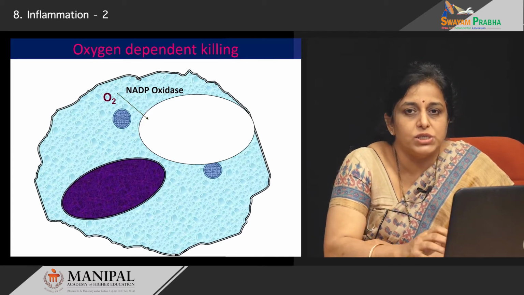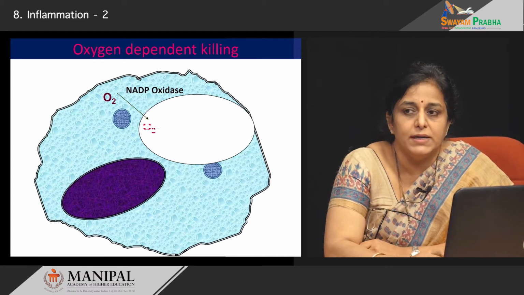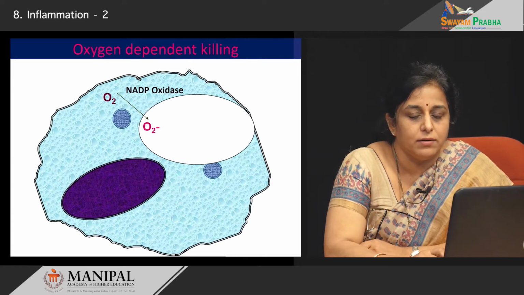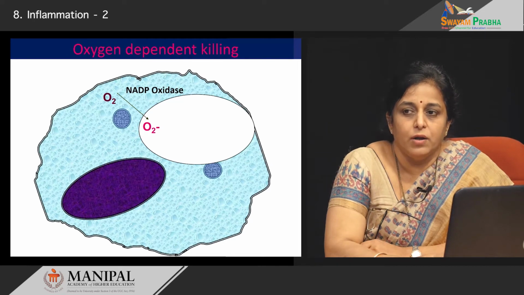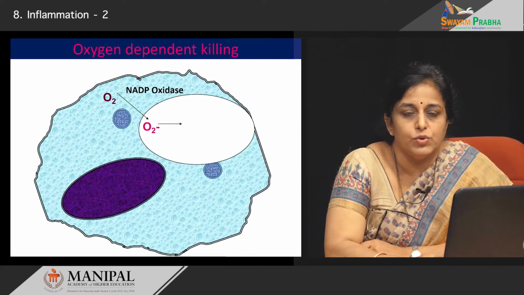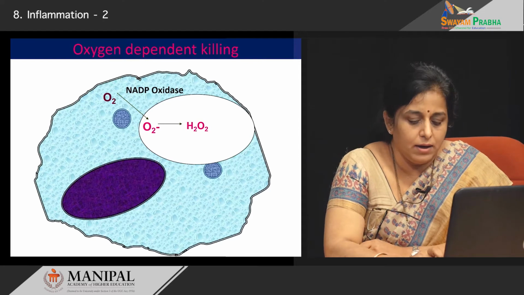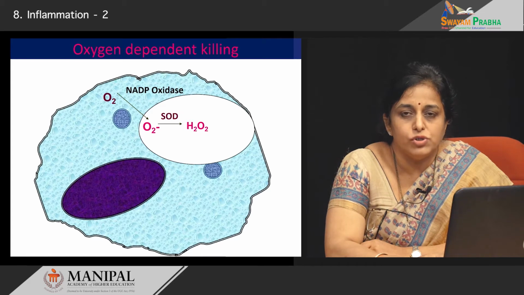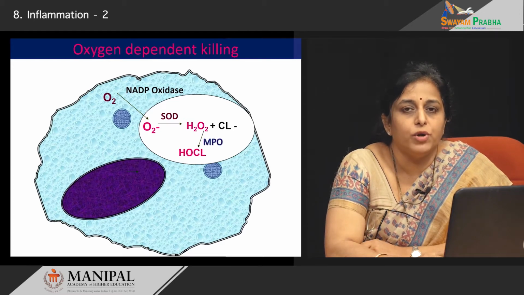Now, the oxygen which is taken up within these phagolysosomes is converted to superoxide. Now, this is a very potent oxygen radical. Now, this superoxide is further converted to hydrogen peroxide by an enzyme called superoxide dismutase. Now, this hydrogen peroxide that is formed further combines with the chloride in the presence of the enzyme myeloperoxidase to form one of the most potent bactericidal agents within the phagolysosome, which is called hypochlorite.